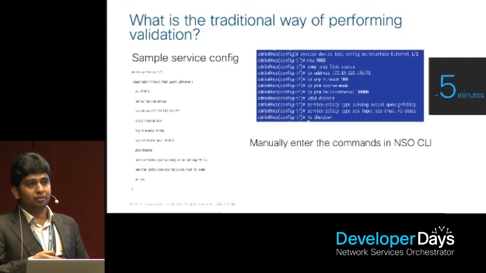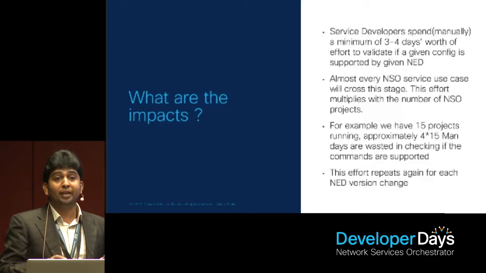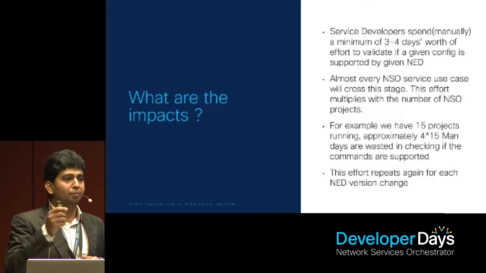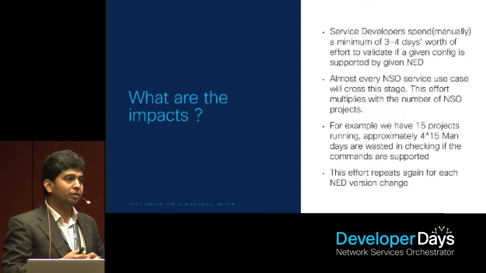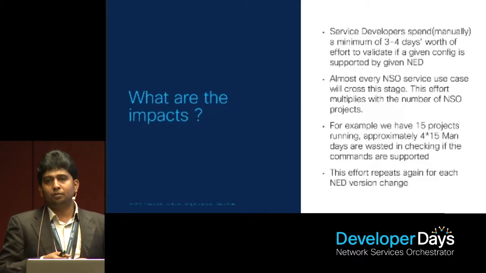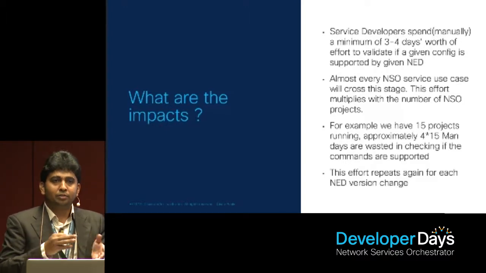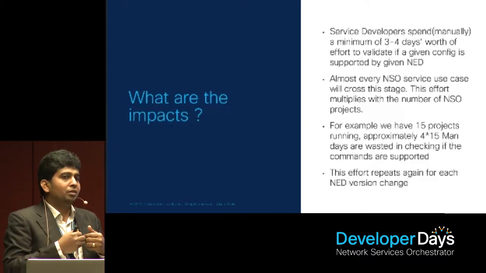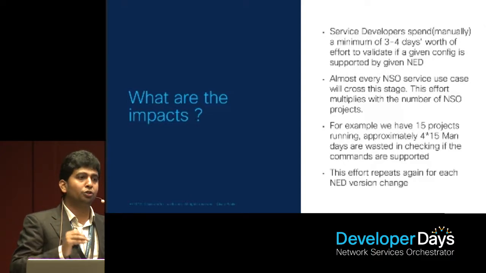So what is the impact of this? Service developers who are going to automate things on your network identify some set of use cases and automate them one by one. Before automating, the base thing we have to do is validate whether the configurations are supported on the NED or not. If there are 4 to 5 use cases running in parallel, then developers would be spending, traditionally, because we are part of CX and handling multiple customer projects, around 3 to 4 days of effort just to validate that the configuration is supported on a particular version or not.